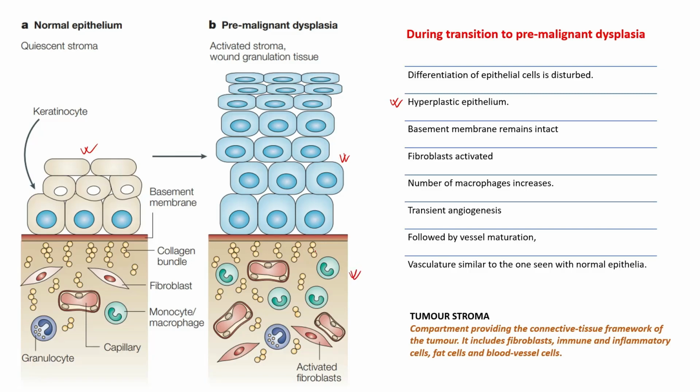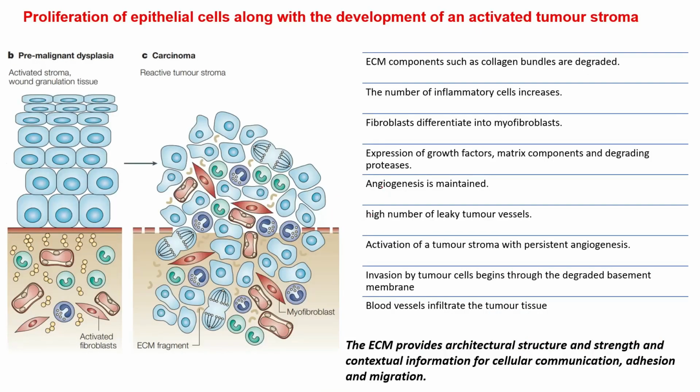We can see an increased number of collagen bundles, an increased number of macrophages, and also an increased number of capillary tubes. And the fibroblast, which was initially a quiescent or resting fibroblast, has now become activated. So in some way we can say there is a kind of crosstalk going on between the epithelial cells and the stroma. In this pre-malignant dysplasia, the basement membrane is intact. But due to the proliferation of the epithelial cells along with development of the stroma as a whole, things can turn out to be more havoc.